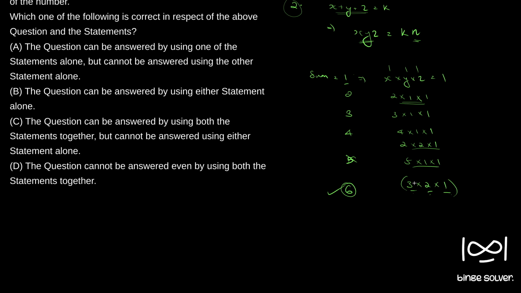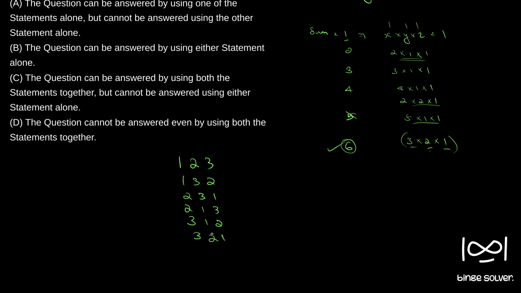So x, y and z can take any value from this. So total possibilities will be 123, 132, 231, 213, 312, 321. So these are the numbers that we can make with 1, 2 and 3. As you can see, in all these cases, sum of the digits will be 6.